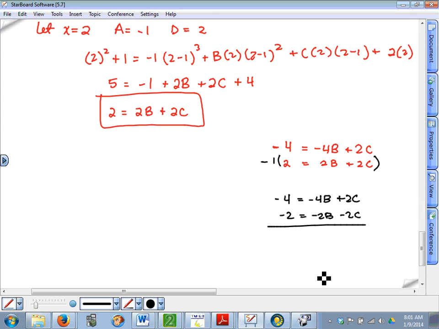What did you say? B equals, Kyle? 1. B equals 1 and C equals 0. Let's see. We're going to get -6 equals -6b. Oh, B equals 1. And it is right. C equals 0.